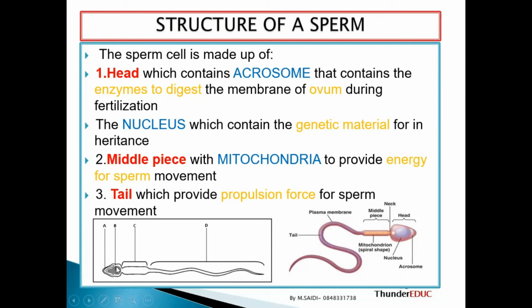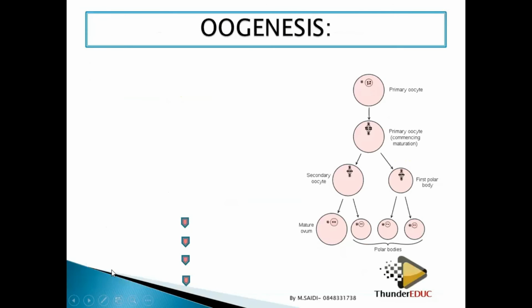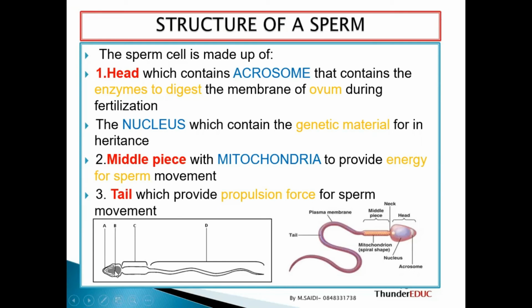What about adaptation of the sperm for fertilization? Then you can talk about the head, which has the acrosome, which digests the membrane of the ovum, and then you can also talk about the nucleus, which contains the genetic material for inheritance. So that is the sperm in detail.